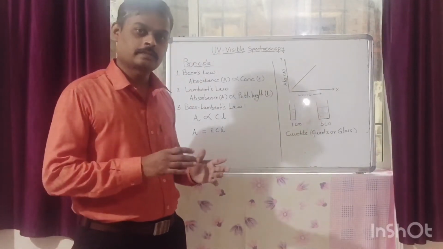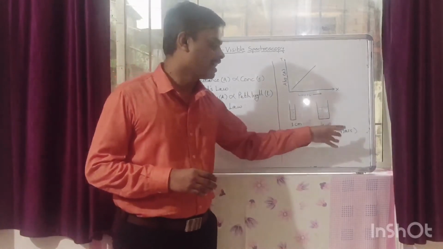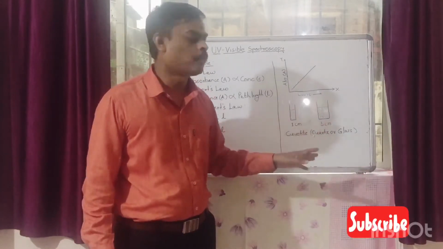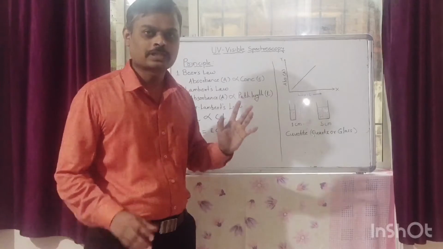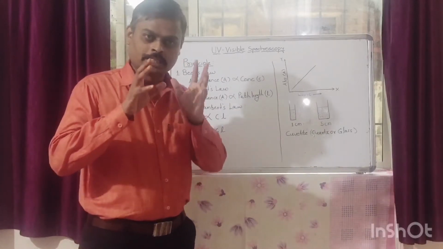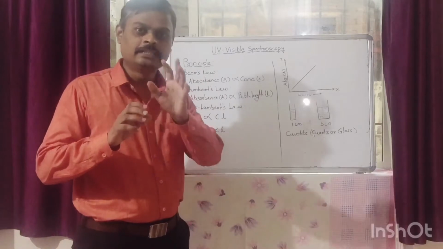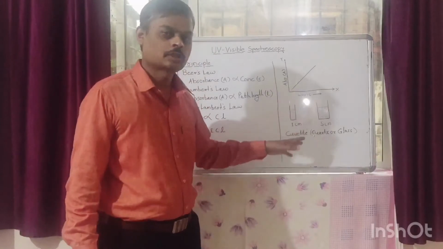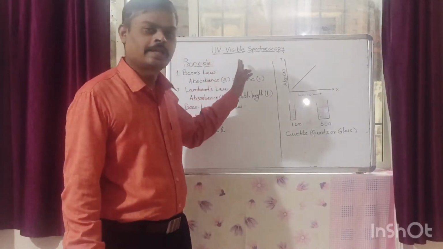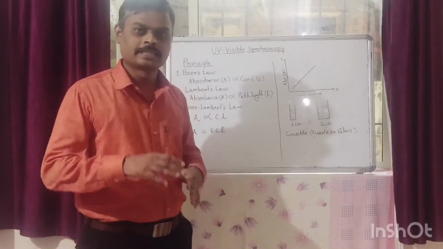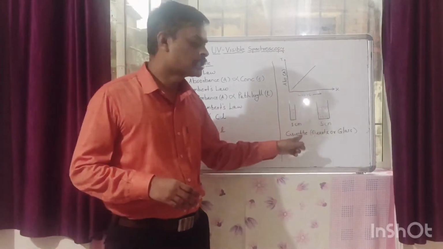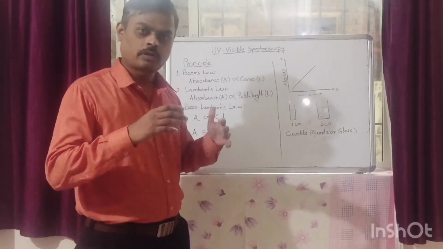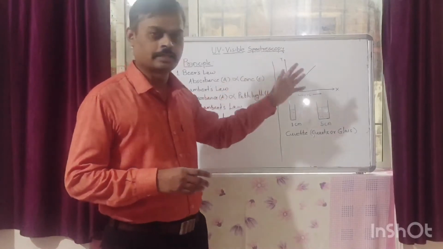But quartz cuvettes have a large advantage over glass, because glass cuvettes are not suitable for the UV region, because glass absorbs light in the UV region, whereas quartz cuvettes are suitable for UV as well as visible regions. Hence, it is recommended to use quartz cuvettes for better accuracy and to cover the entire UV and visible range.